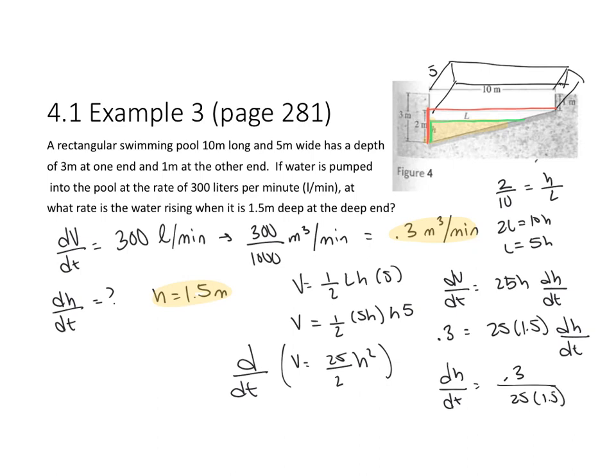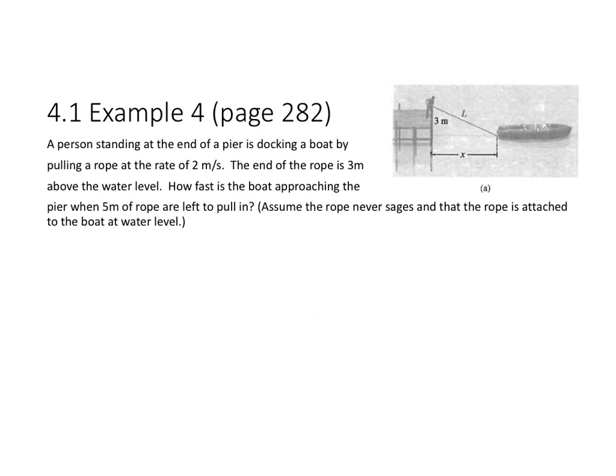And I put this in my calculator, and I'm going to get dh/dt is 0.008 meters per minute. So for every minute, the height of the pool is rising by 0.008 meters. Let's take a look at the next example.